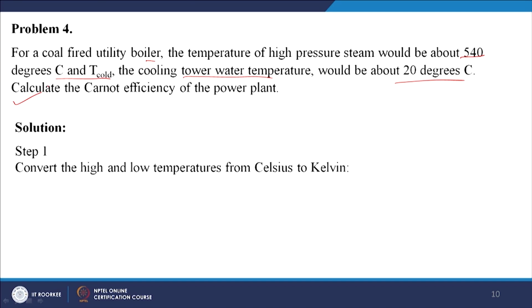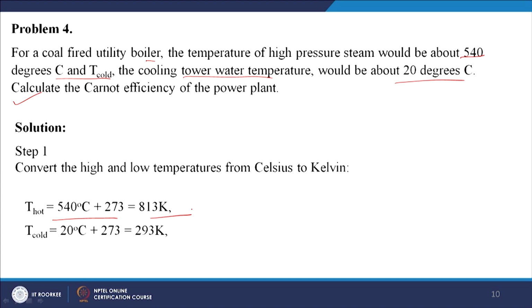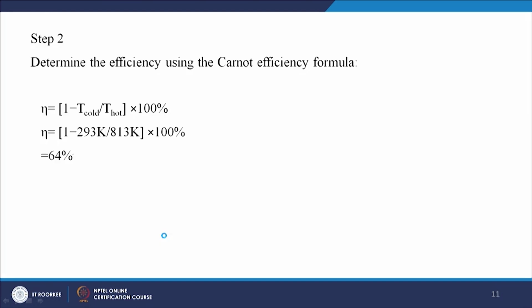If we see what we have to do, we have to convert this centigrade to Kelvin. 540 degree centigrade converts to 813 Kelvin and then T cold, 20 degree centigrade, is equal to 293 Kelvin. Then what is the Carnot cycle? We have the formula, efficiency equal to 1 minus T cold by T hot into 100. So, what is T cold? 293. What is T hot? That is 813. So, we will put this value and we will get 64% efficiency.